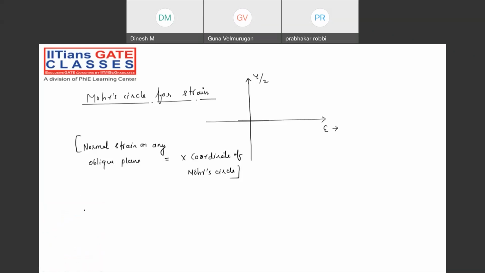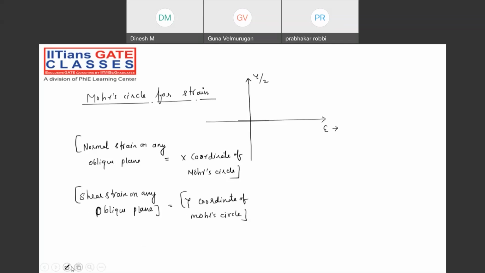Now, whatever the y-axis is there, that is nothing but shear strain. So suppose you want to calculate the shear strain on any oblique plane, you can calculate it by the y coordinate of the Mohr circle. I think you know the formula, tau is equal to what? G into gamma xy. That same formula I'm talking about. Here gamma xy is the shear strain value. Yes or no, guys?